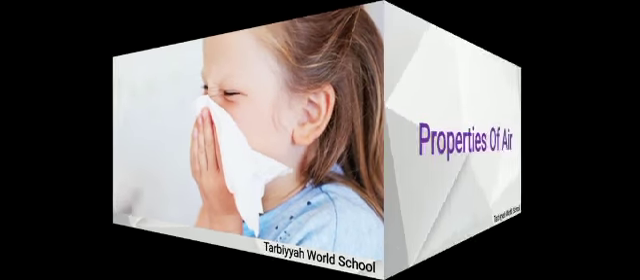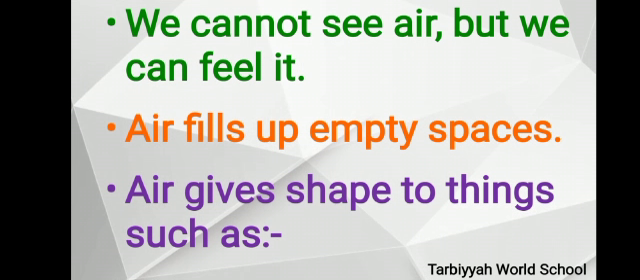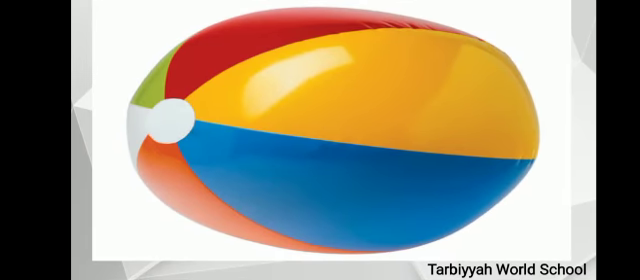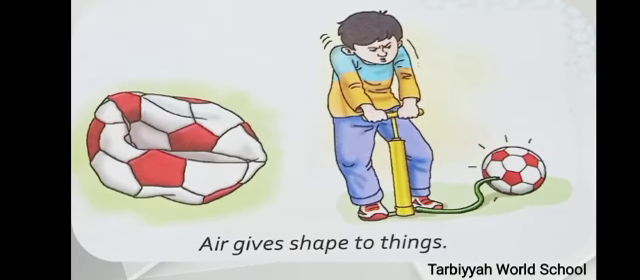Okay? Now see the properties of air. Air has many properties. We cannot see air, but we can feel it. Air fills up empty spaces. Air gives shape to things such as balls, tubes, tires, and balloons. So air gives shape to things. You can see the shape of this ball. Now when air gives shape to this ball, how does it look? Okay?